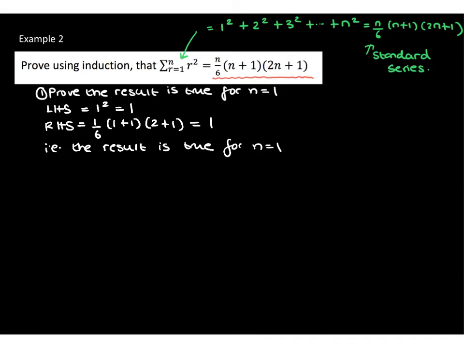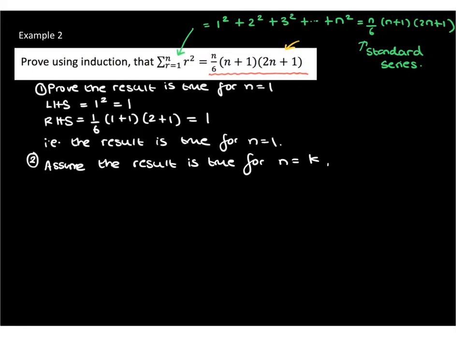for n equals 1. And what do we mean by the result? That means that the formula here for the sum of n consecutive square numbers is true if you only have the first square number. So now what are we going to do? We're going to assume the result is true for some n equals k, where k is some integer.